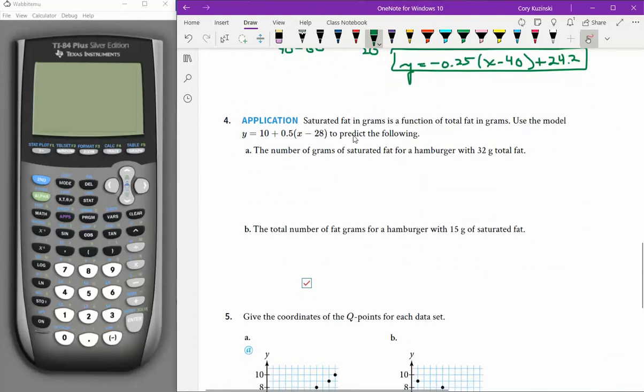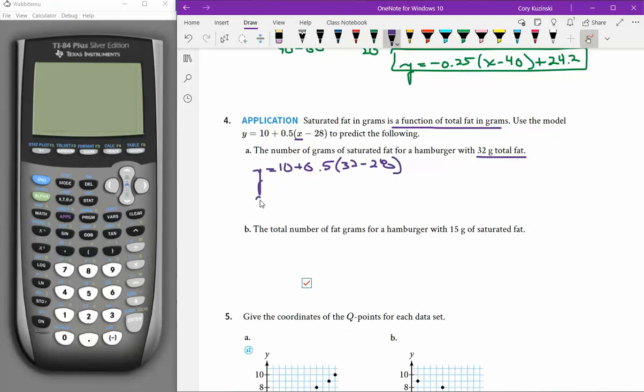Number 4, saturated fat in grams is a function of total fat in grams. Use the model to predict the following: the number of grams of saturated fat for a hamburger with 32 grams of total fat. So it says is a function of total fat. So that means x is going to be our total fat, and they're giving us 32 grams of total fat. So in other words, we'll just put that 32 into this equation. 10 plus 0.5 times 32 minus 28.